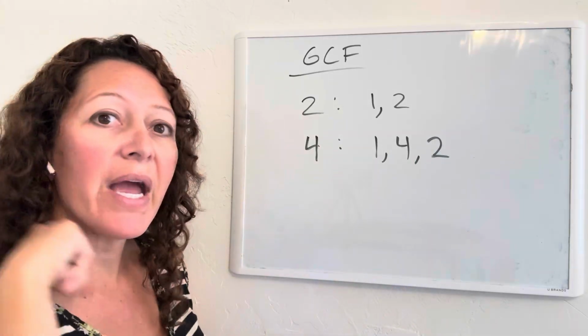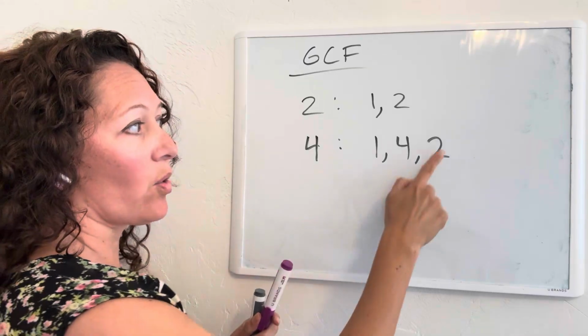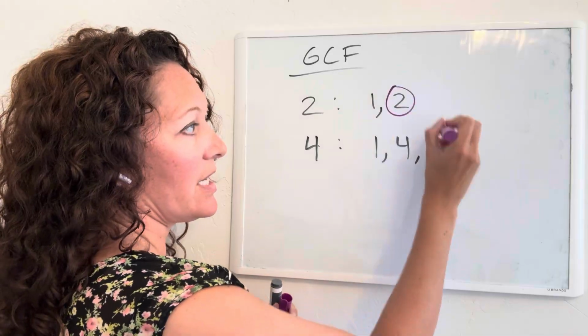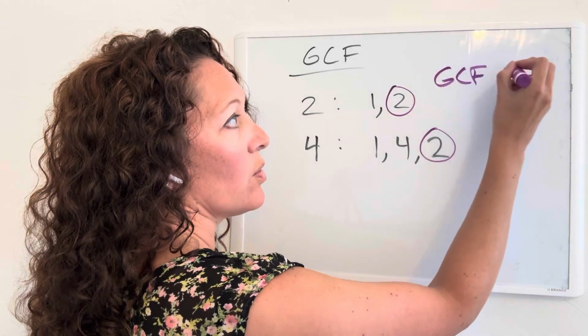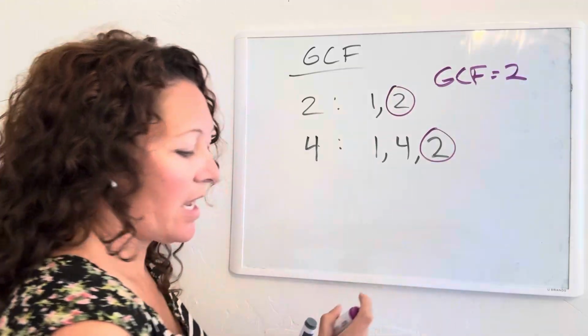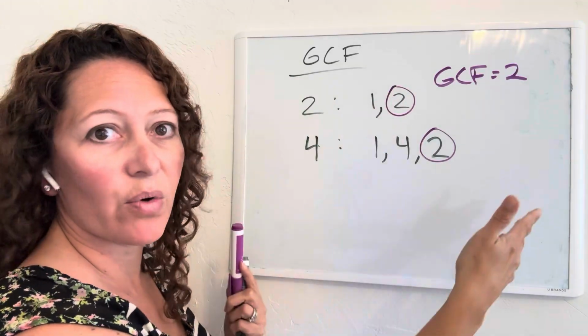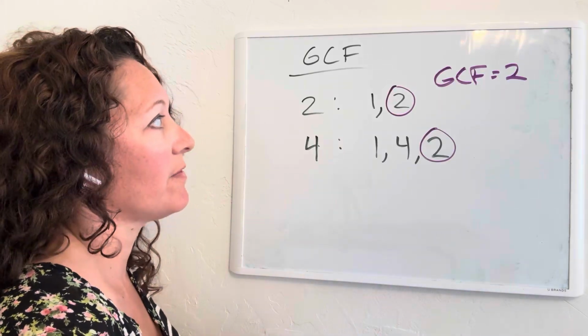If I wanted to compare and say what's the greatest common factor for 2 and 4, well, the greatest number that they both have in common that's a factor is 2. So your greatest common factor would be 2. Sometimes the greatest common factor is going to be 1 because they just don't have anything else in common, and that's okay. It can be 1 as the greatest common factor.